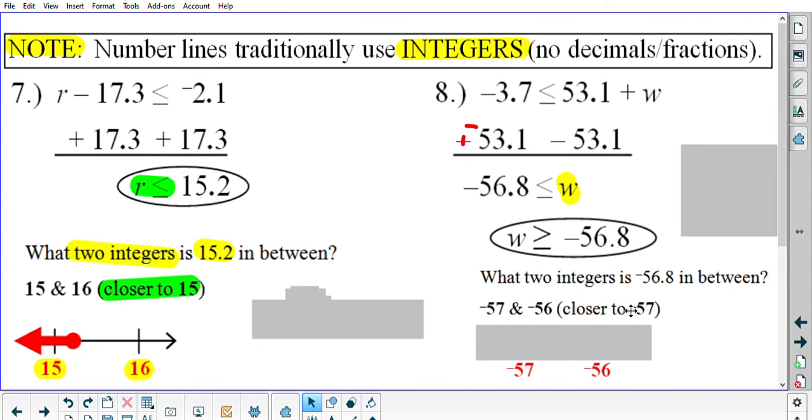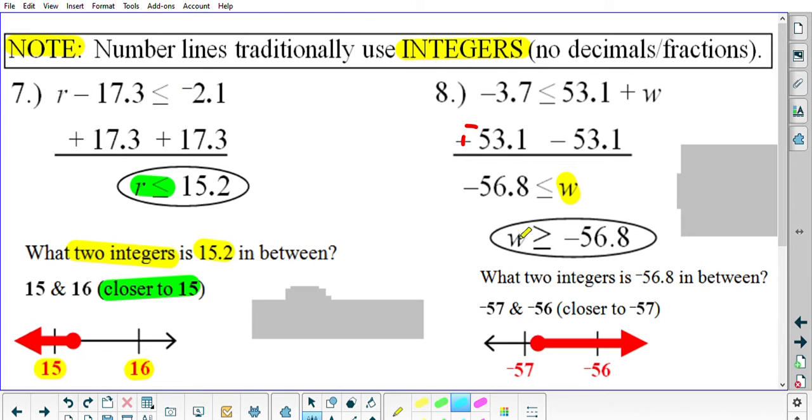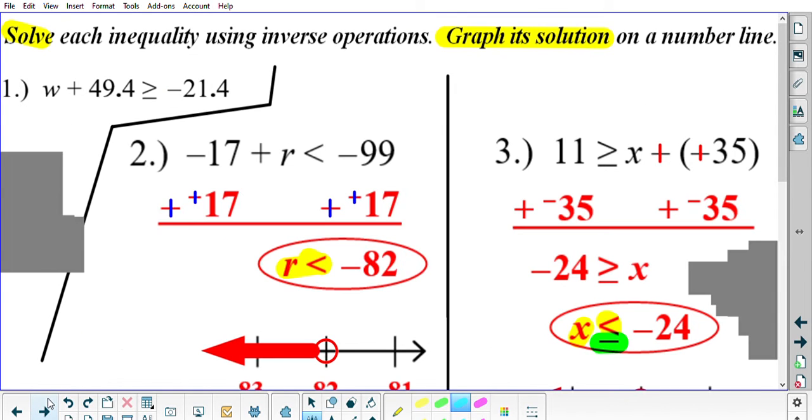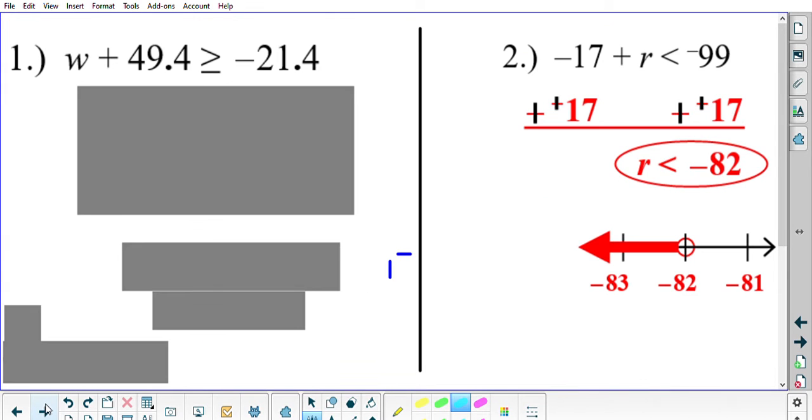Since negative 56.8 is closer to that negative 57, then that's where our dot will be, closer to the negative 57. And then since our solution was that W is greater than or equal to the number, that's why we're going to the right. That's where the greater numbers would be. All right, so now that I've talked you through number 7 and 8, let's go back to the first page. Remember we had skipped number 1. It's time for you to go ahead and try that problem on your own. Hit pause in the video, do number 1 on your own, and then hit play when you're ready to see how you did.